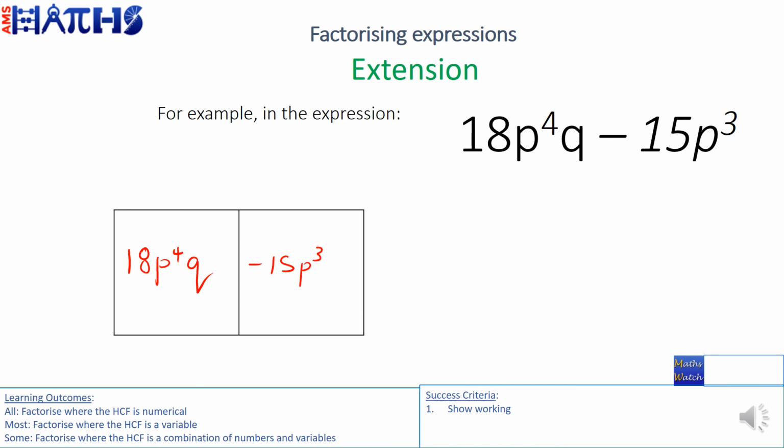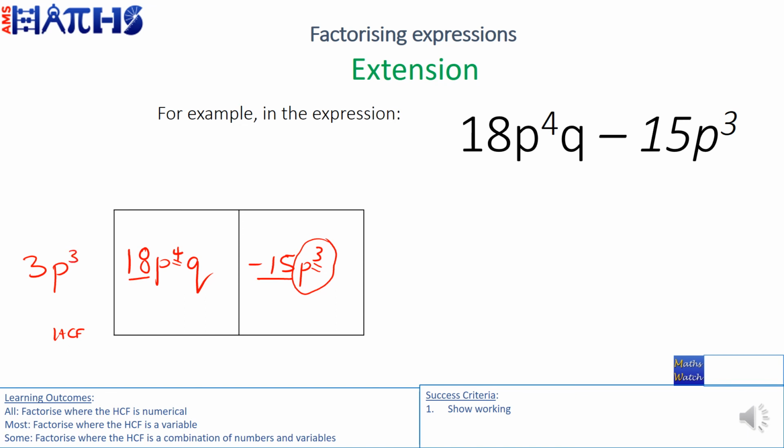And so we have numbers and letters combined, so we need the highest common factor from that. So we have 18 and minus 15, positive 18 minus 15. We're going to find the highest common factor for those two numbers, and that's 3. Then we're going to look if there are any common variables. p is common. We have p to the power of 4, p to the power of 3, and so we select the smaller power, so that will go outside. So our highest common factor is 3p cubed.